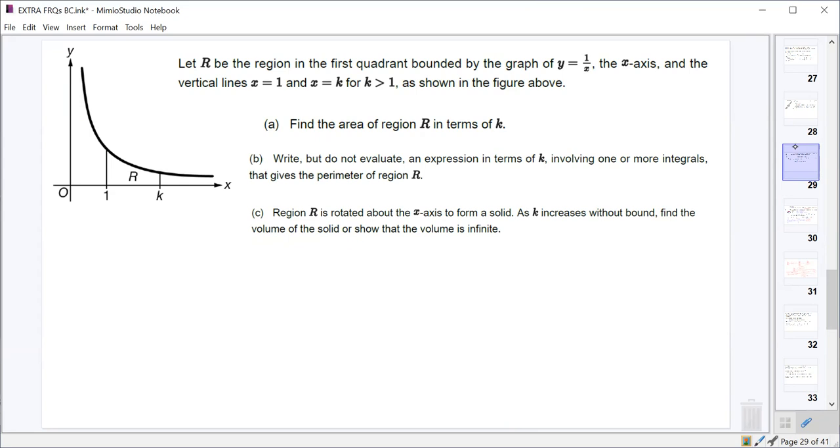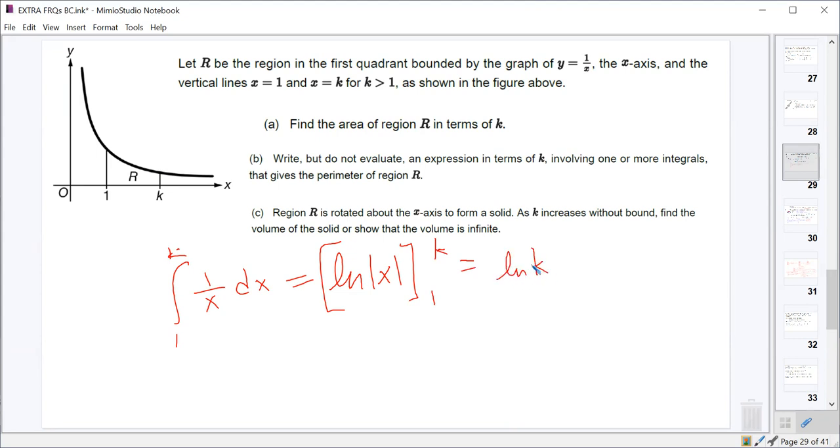All right, so for part A, we're going to find the area of that region in terms of K. We have x equals 1, x equals K, and this is the function 1 over x. So to find that area, we just need to integrate from 1 to K, 1 over x dx. Should be pretty straightforward. Natural log absolute value of x from 1 to K just gives us natural log of K. Everybody good with part A? Pretty straightforward.